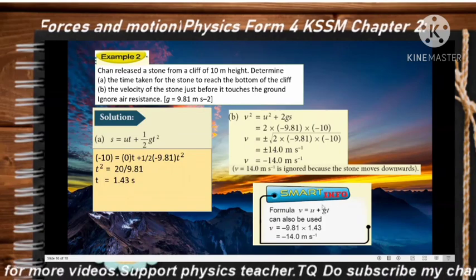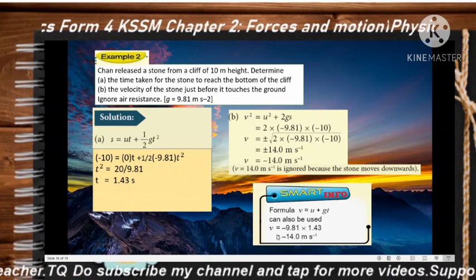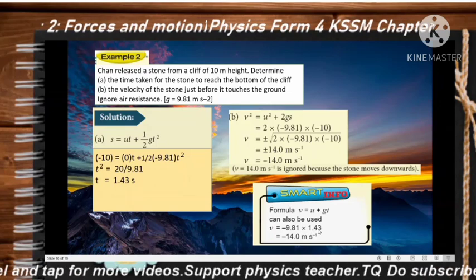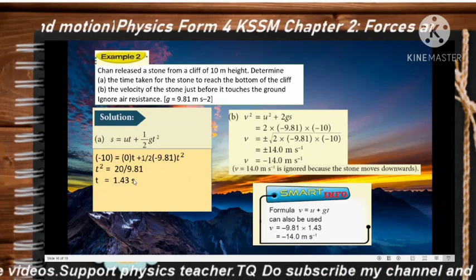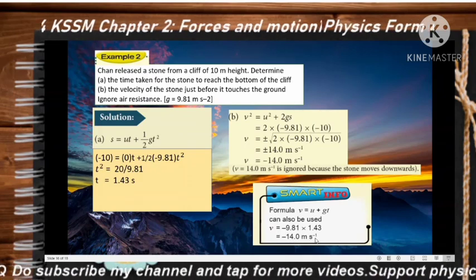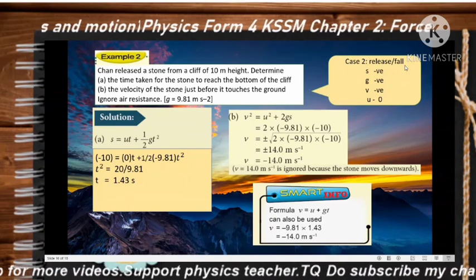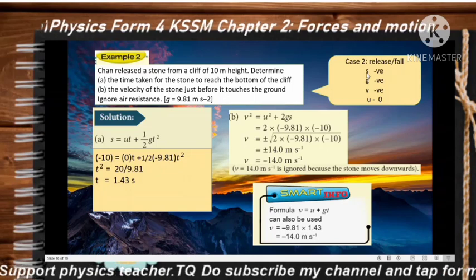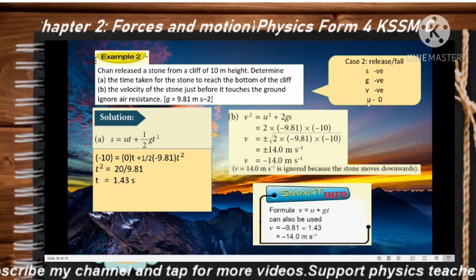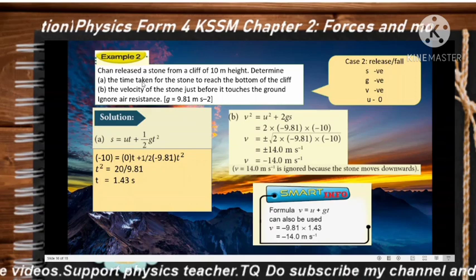Okay, another equation that can be used is v equals to u plus gt. u equals to 0, then v equals to negative 9.81 times 1.43. t we already calculated from here. So we get v equals negative 14 meters second to the power negative 1. So for this case 2, release of form, we can conclude that the sign for s is negative, g always negative, v is negative, and u is always 0 for the case of release or fall.